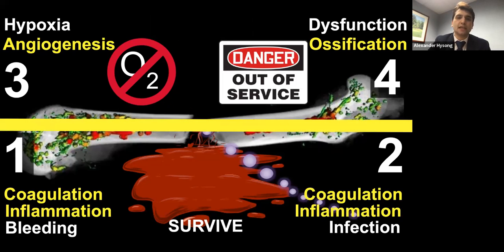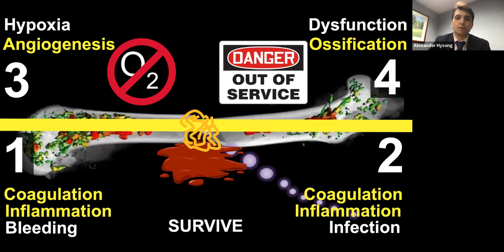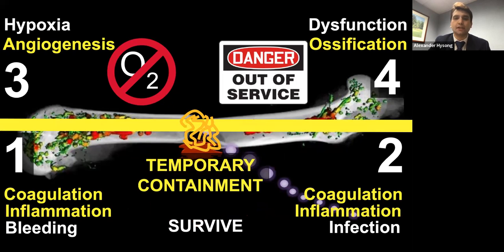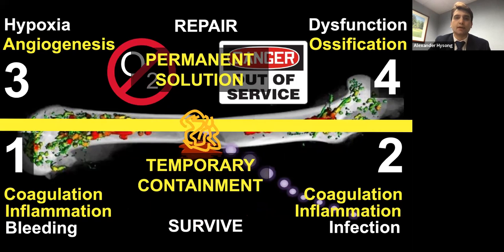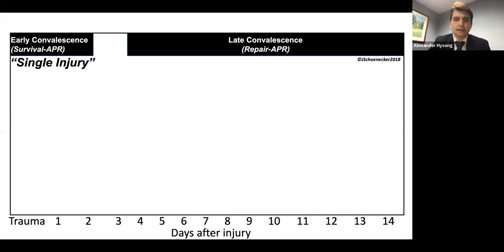And then these processes can be further divided into 2 overarching categories: survival, where you have temporary containment of the issue, allowing the patient to survive the immediate injury, and then repair, where you ultimately get a permanent solution for the problem. My lab in medical school conceptualized this process through a graph.